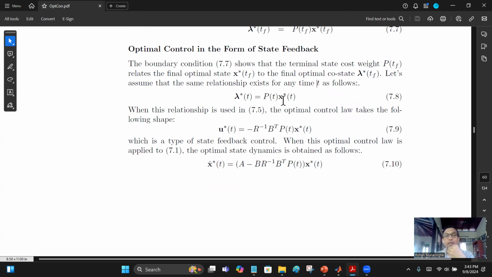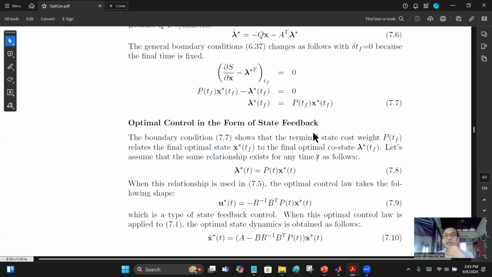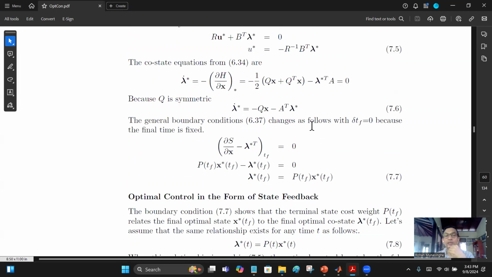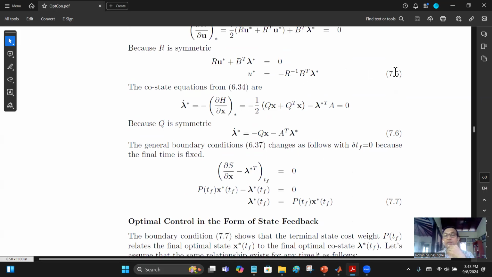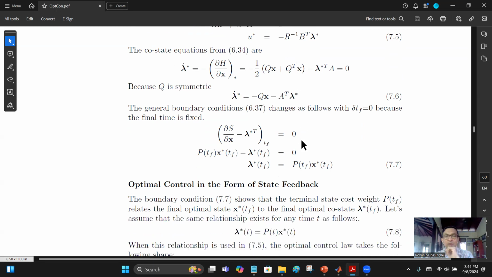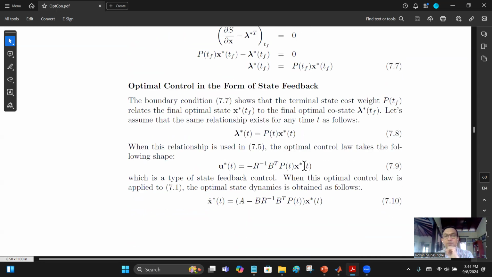So when you use this one in the optimal control law, where is that? Here, 7.5. You can replace your lambda star, the co-state. I have not written time here, but these are continuous time. So u is actually u(t), lambda is actually lambda(t). So for any time t, the optimal control is given by this equation.